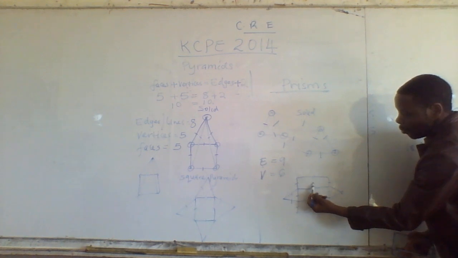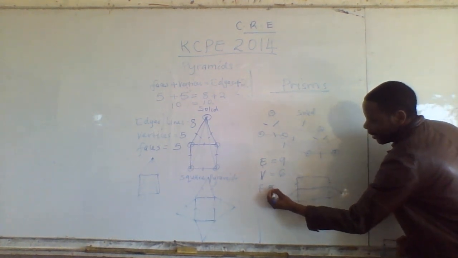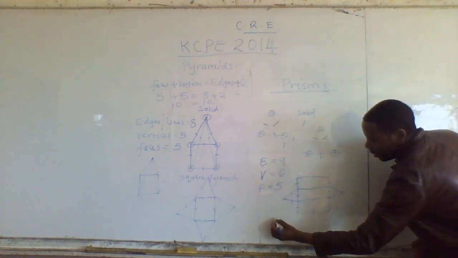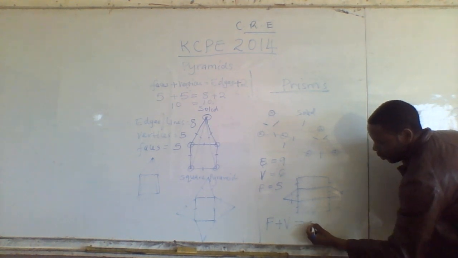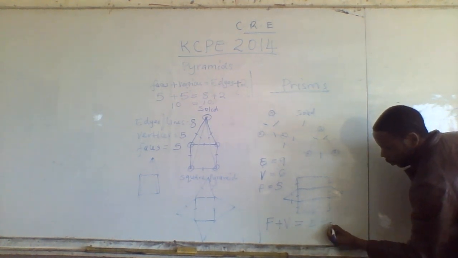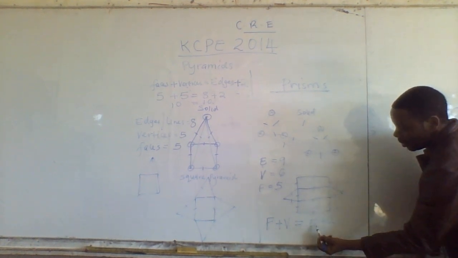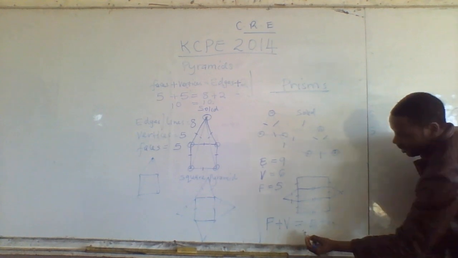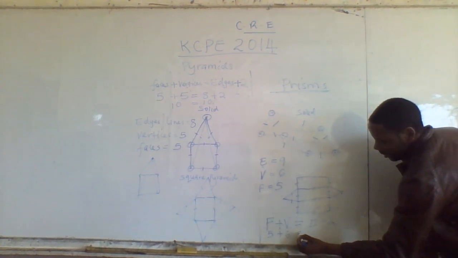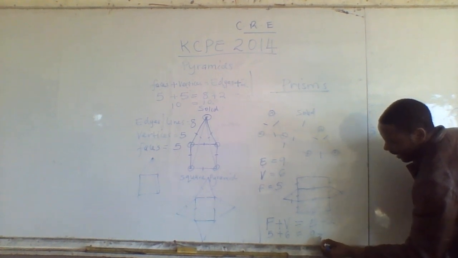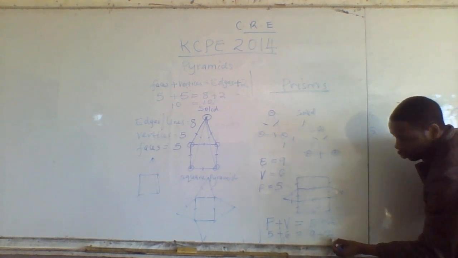Let's count the faces: 1, 2, 3, 4, 5. How many faces are those? 5. Every question I end with: faces plus vertices equals edges plus 2. Let's see whether it's true. 5 plus 6 equals 9 plus 2. 5 plus 6 is 11, 9 plus 2 is 11.